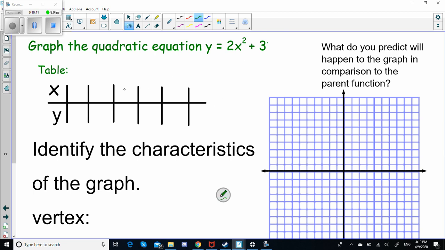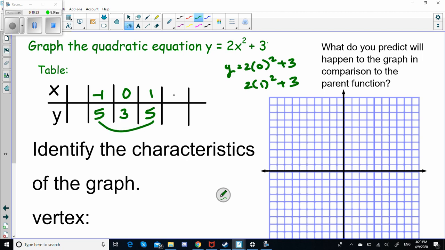So if we make the table and we put 0 in here, y equals 2 times 0 squared plus 3 would be 0, 3. If I put 1 in there for x, 1 squared is 1, times 2 is 2, plus 3 is 5. And then negative 1 for x would have the exact same answer. And same thing for 2. 2 times 2 squared plus 3, so 2 squared is 4, 4 times 2 is 8, 8 plus 3 is 11. So that would also be 11.